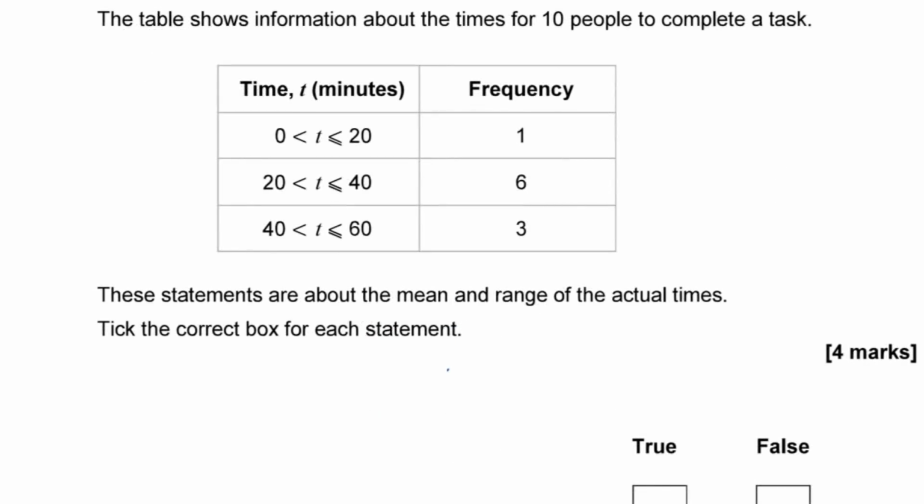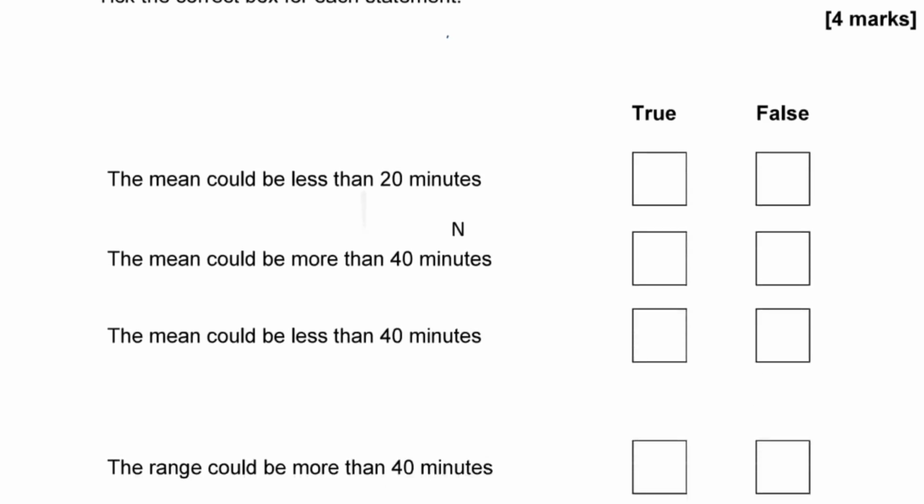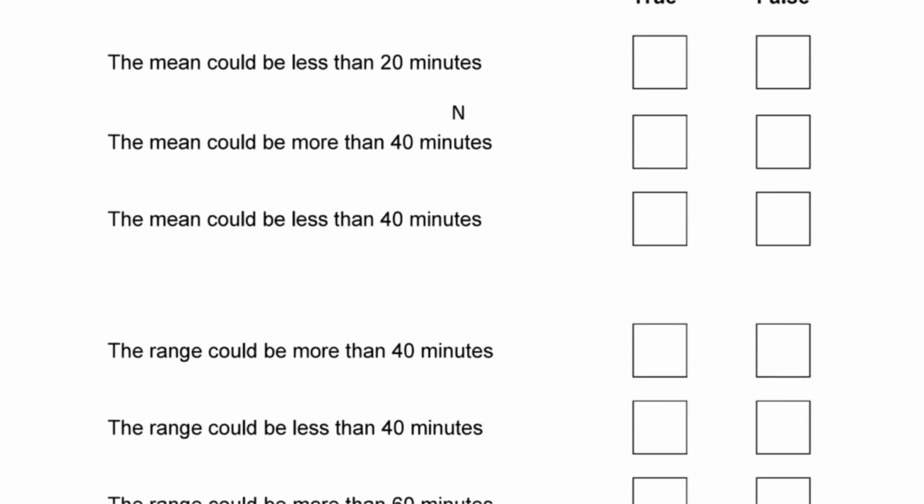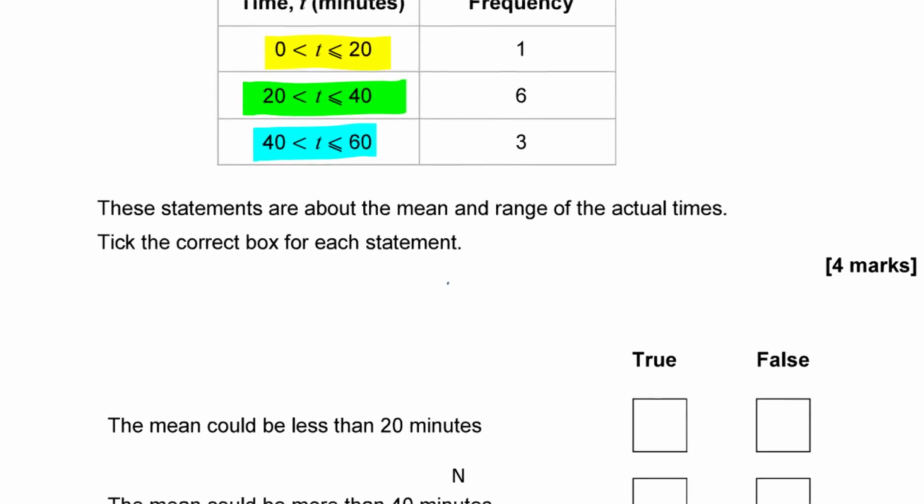So we've been given a group frequency table showing the times it takes 10 people to complete a task. We can see that it took one person between 0 and 20 minutes to complete a task. It took 6 people between 20 and 40 minutes. And it took 3 people between 40 and 60 minutes to complete the task. Now there's a series of questions underneath that we need to decide whether are true or false, depending on the information we've been given.